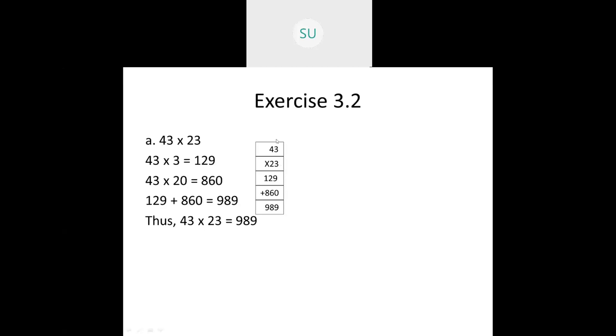So 3 threes are how much? 3 threes are 9. So we'll write 9 here. And then 3 fours is 12. So we write 12. So 129. Now what we do?